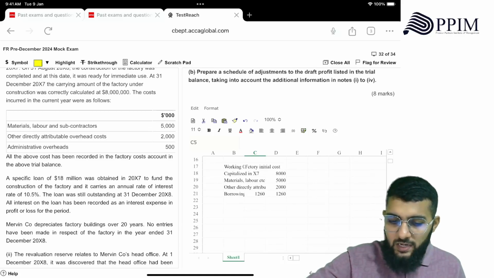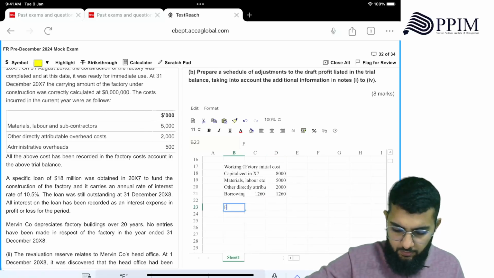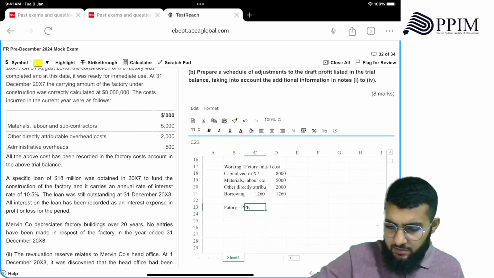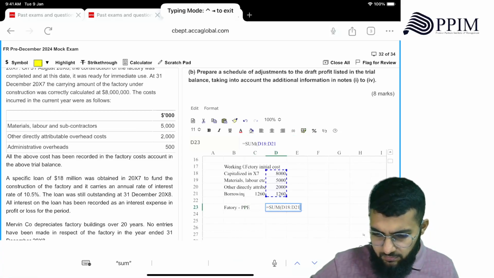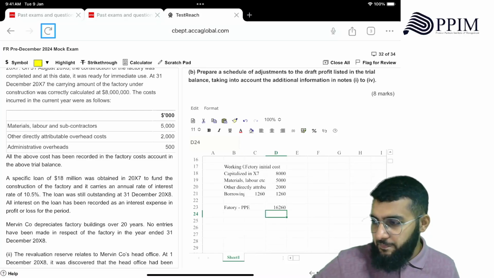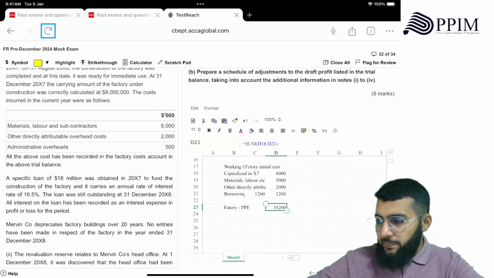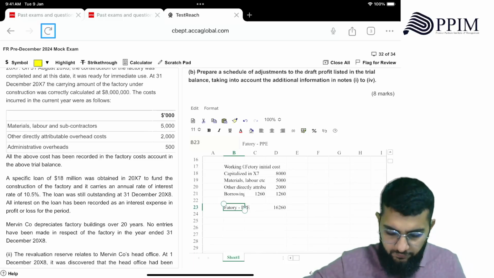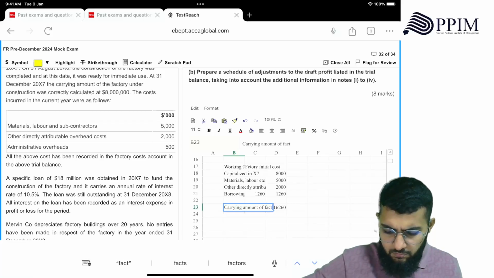Right. So what is your total factory cost? Factory PPE. How much is that? Equals sum, 16,260. Right? Okay. Now tell me, this is a carrying amount, no? Carrying amount of factory, right?